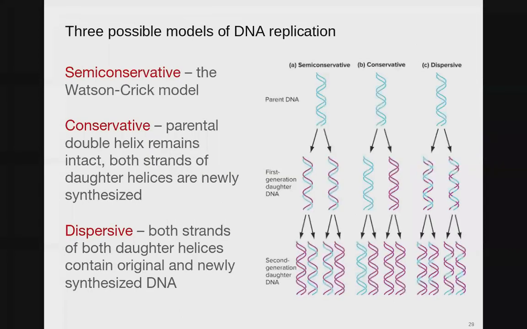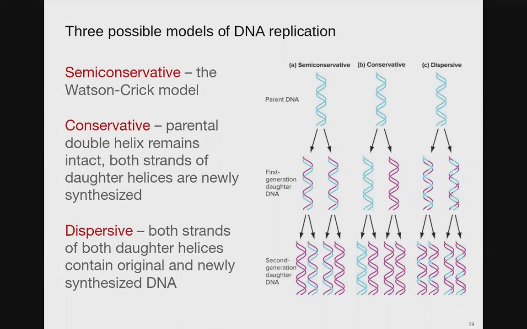Now, how it was done, they didn't quite know. And I say how it was done, which leads us to three methods that you guys have probably seen at some point in your biology careers. DNA can be replicated in one of three distinct ways. Semi-conservatively, which is the Watson and Crick model. Conservatively, which is where the parental double helix remains intact, whereas both brand new strands are essentially unique.